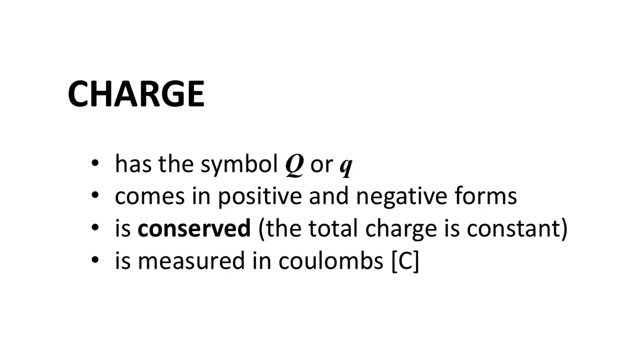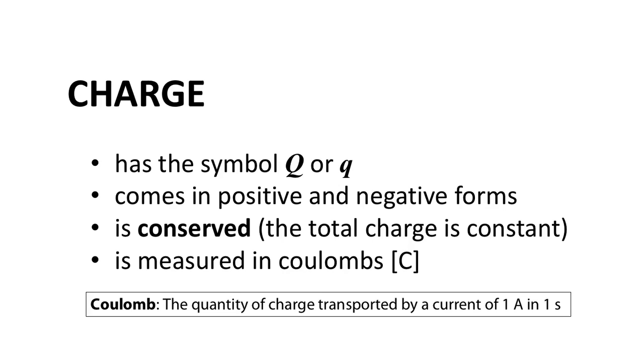Charge itself has the symbol Q, either uppercase or lowercase, generally lowercase. As I said, it comes in positive and negative forms, and it is a conserved quantity. You might have an object which you say is neutral, but when you break it apart, some parts of it might be neutral, some parts might be positive, and some parts might be negative, but the positive will balance out the negative if the original was neutral. The total amount of charge is constant. And charge can be measured. It is measured in units called coulombs. Coulombs have a definition, but we'll look at that definition in a little bit more detail later.